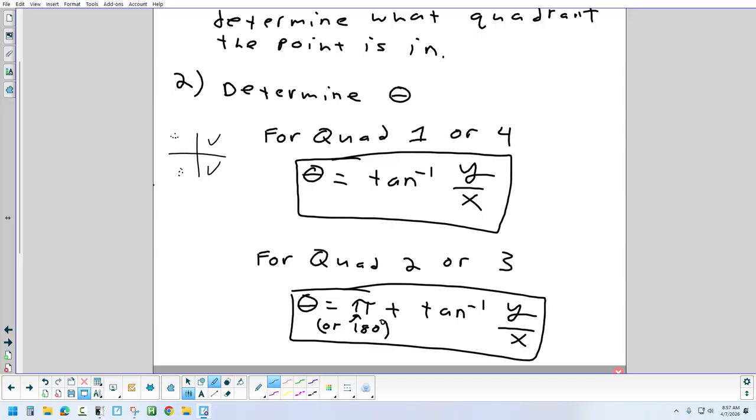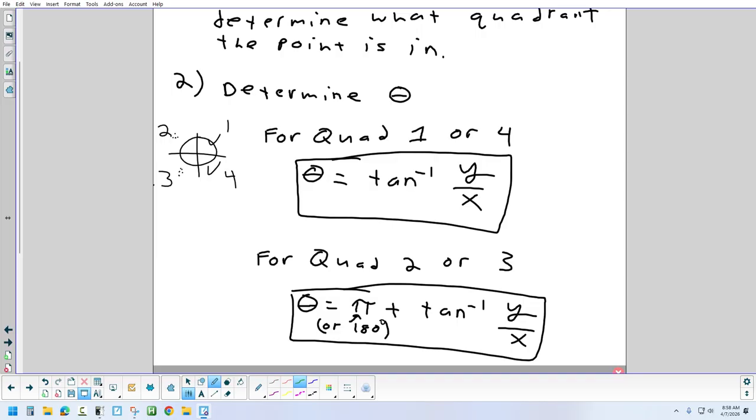Okay, so the top formula covers quadrants 1 and 4. The bottom formula covers quadrants 2 and 3. But where else can a point be besides in quadrants 1, 2, 3, or 4? It's always going to be on some size circle, so it'll never be at the origin. But it could be on an axis.